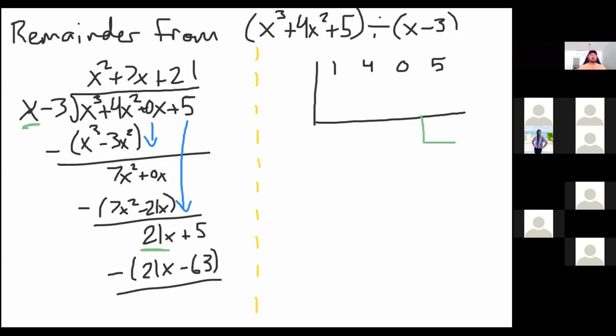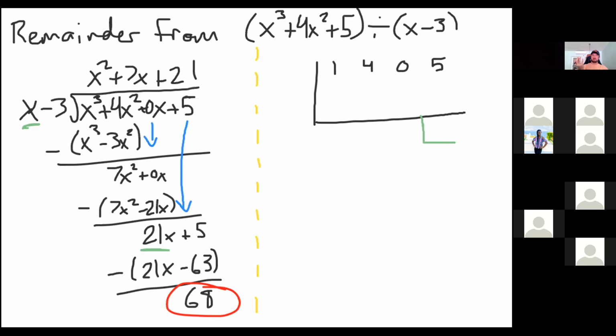The 21x's cancel each other out. I'm going to have a 5 minus a negative 63, which means I'm adding a 63. Thus, I get a 68. So again, I've now gotten rid of all my x terms. I'm left with just a single number. That 68 is my remainder.